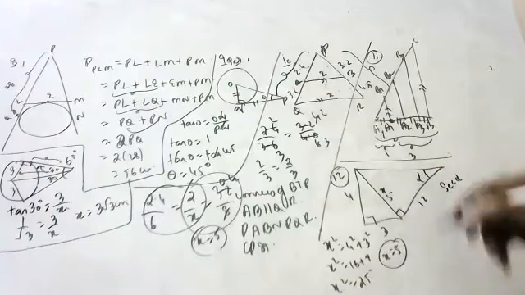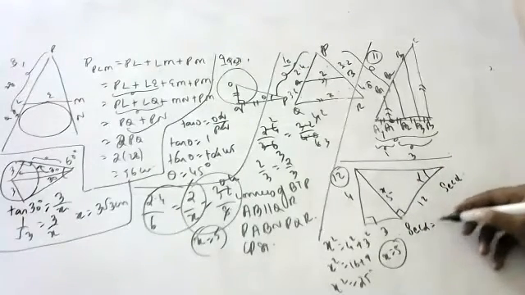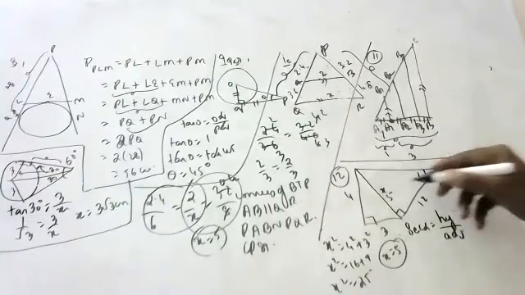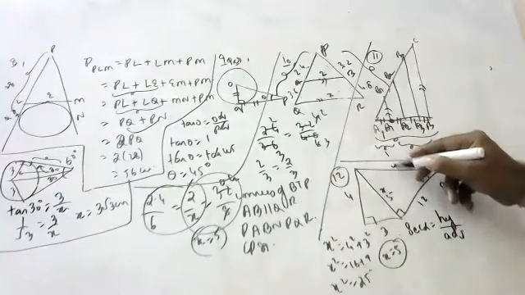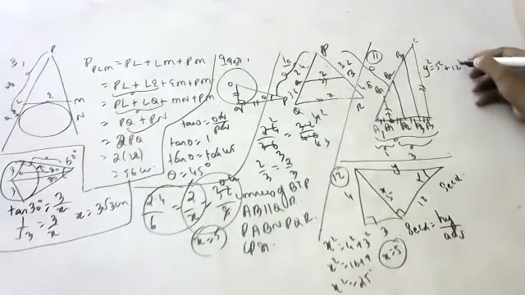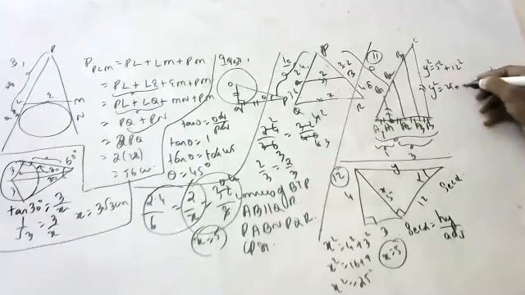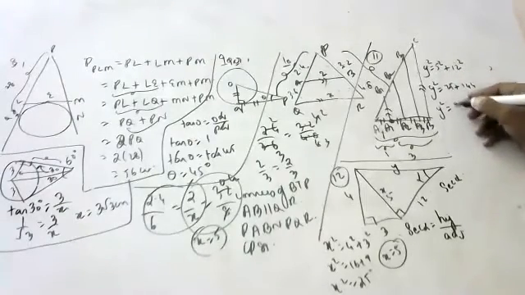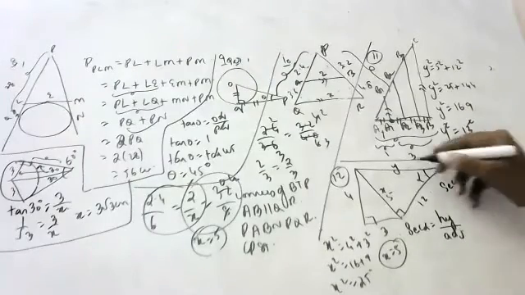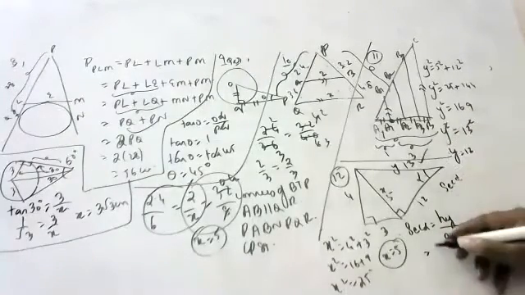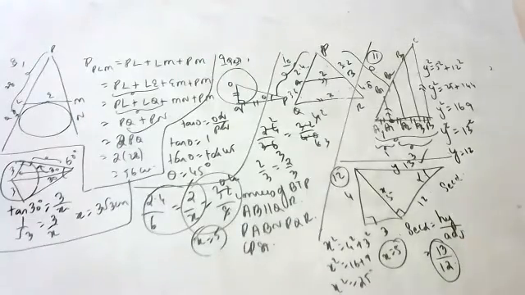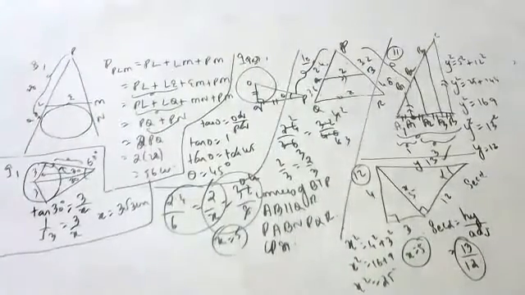If this is 5, secant means what? Hypotenuse by adjacent side. Again, you have to find the hypotenuse by Pythagoras theorem. Y square is equal to 5 square plus 12 square. Y square is equal to 25 plus 144. Y square is equal to 169. Y square is equal to 13 square. Y is equal to 13. So the hypotenuse is 13 and the adjacent is 12. So secant alpha is 13 by 12. Okay, children, next one.